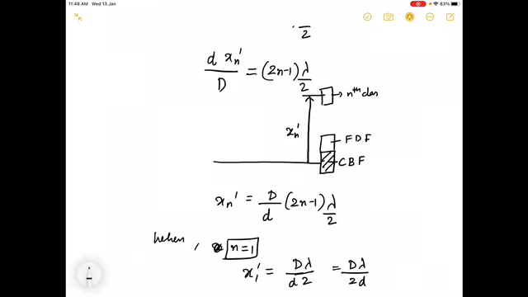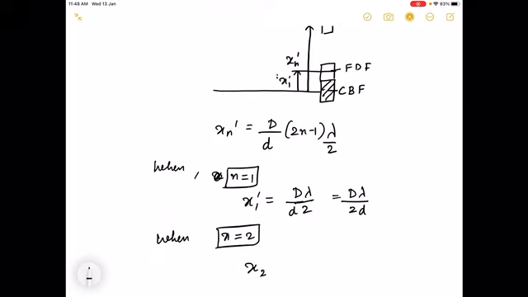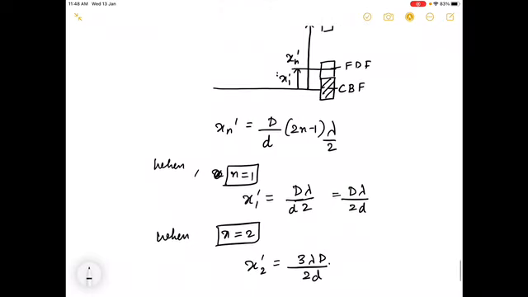Now what is this distance? This distance is actually your first dark fringe from the central one. So this is your x1 dash, right? Very important. Now when n is actually 2, then you will write x2 dash is actually equal to, this will be, yes, n is 2, this is 4 minus 1, this is 3 lambda d upon 2d, right? Yes or no?